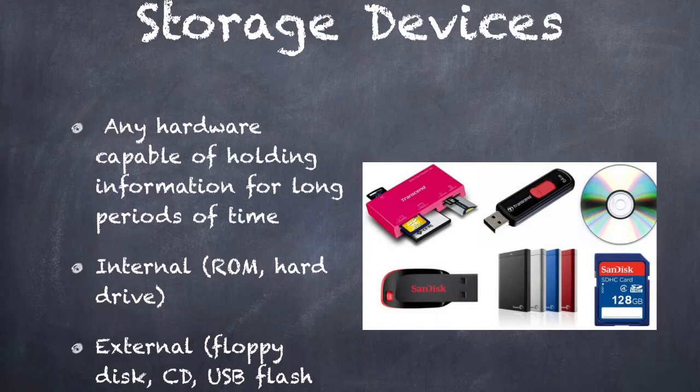The next type of hardware we're going to be discussing are storage devices. Storage devices are any hardware capable of holding information for long periods of time. We could have internal or external types of storage devices. Internal storage would include ROM and your hard drive, whereas external storage would be like a floppy disk, CD, or USB flash drives.